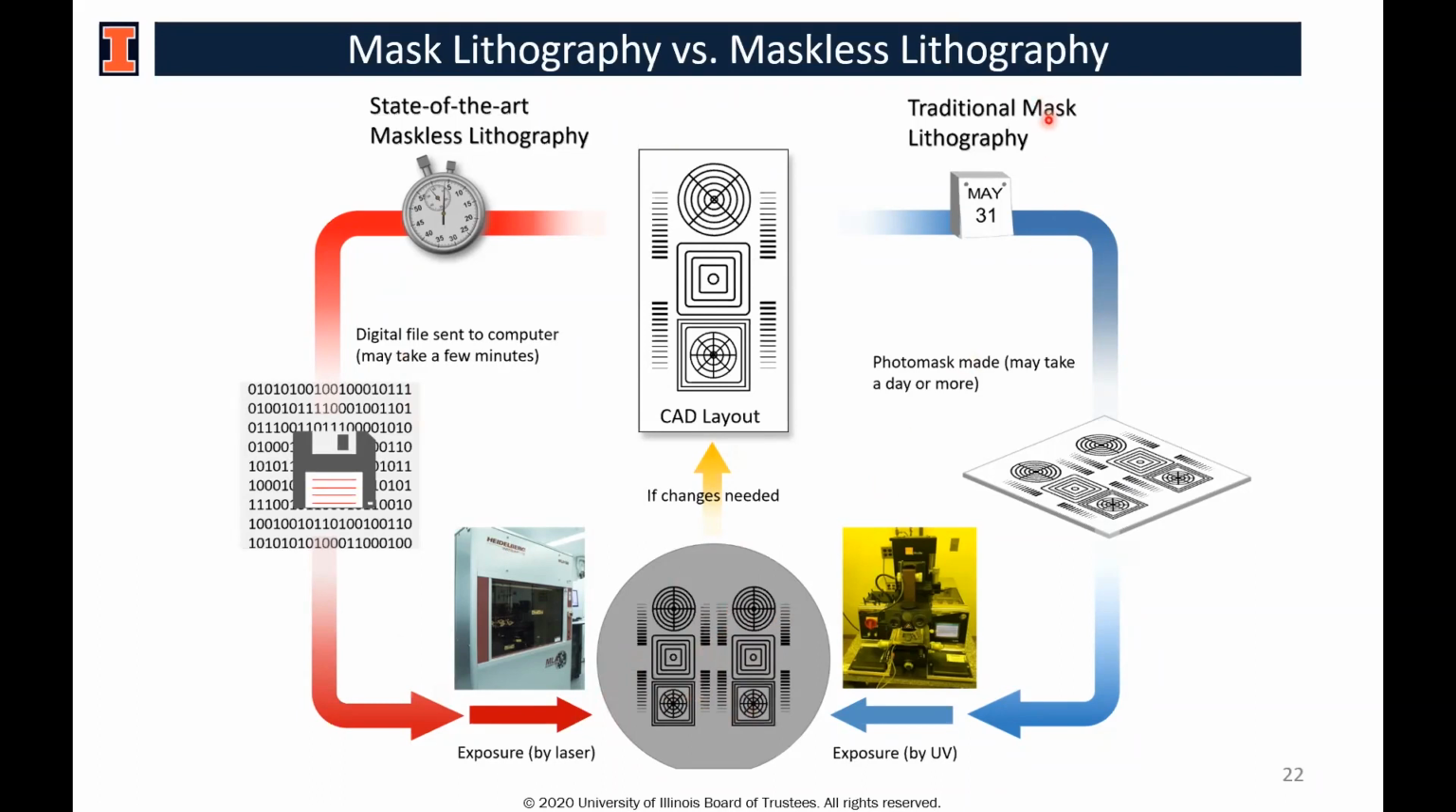Now, the traditional mask lithography uses a photomask being fabricated, which sometimes can take up to 5 days or longer to receive, and it's limited to 1 micron features. So here's the photomask. It's loaded into the aligner and then imaged down onto the wafer, just like the Heidelberg, but the system takes much longer, and we're limited to feature sizes of 1 micron.